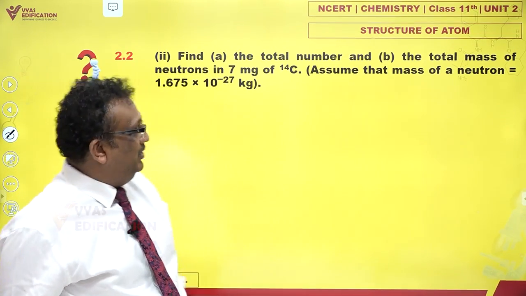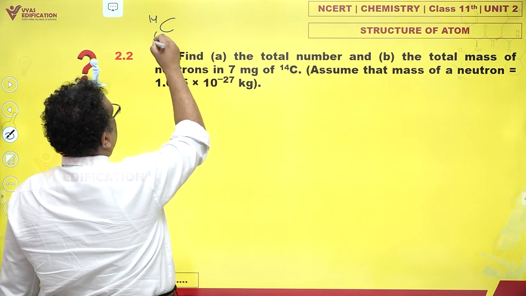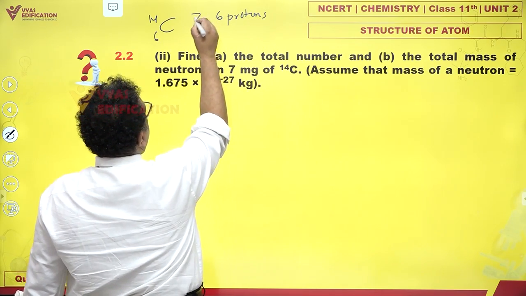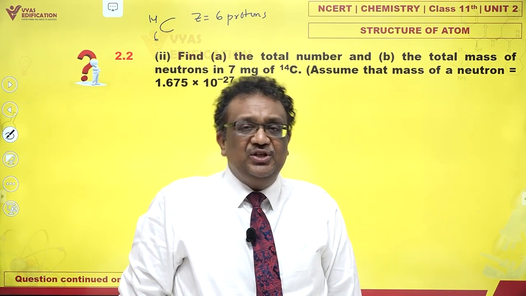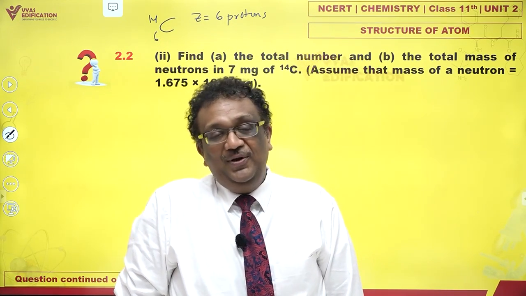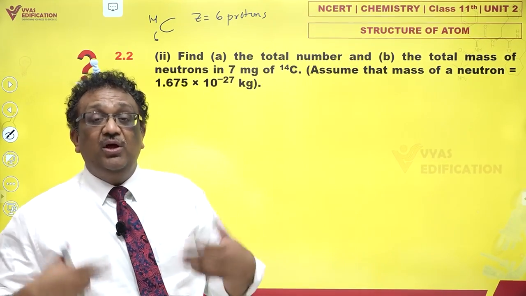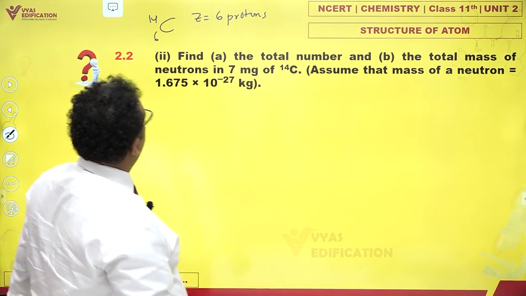Now, what is C14? C14 represents, it has 6 protons. Yes. How do I know this? You have to mug this up, that carbon contains 6 protons, or anything that contains 6 protons in the nucleus is called carbon. You have to remember this as a student of chemistry. This data will not be given to you every time. Anything with atomic number 6 is called carbon.